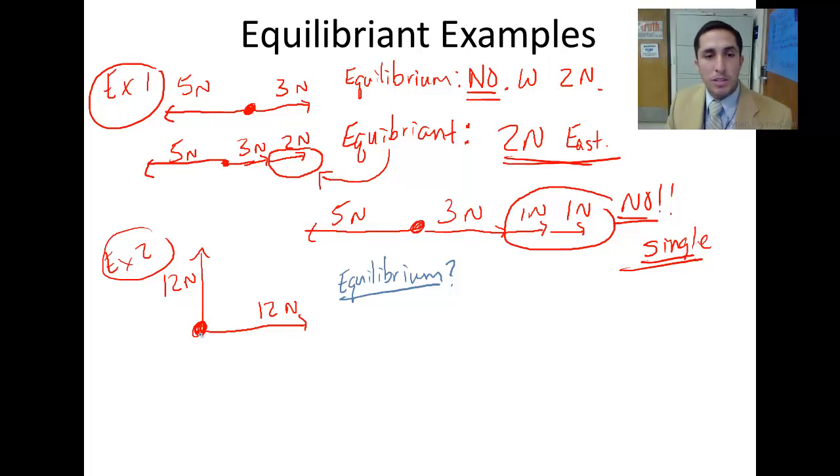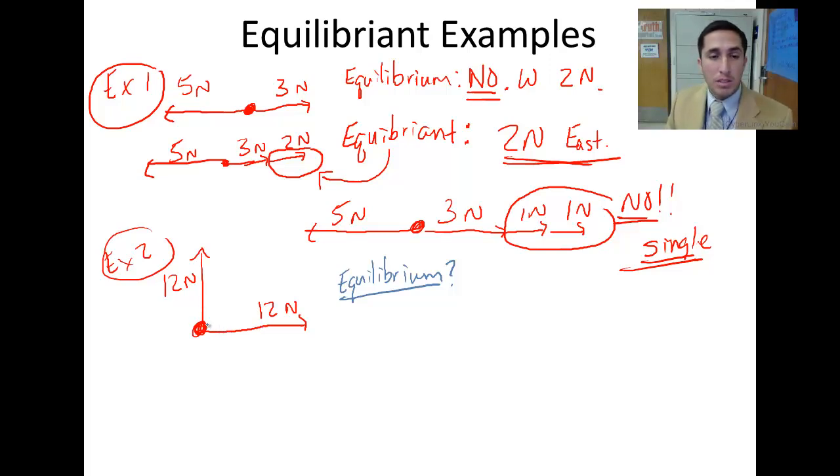What's the definition on vectors? If they're going in the same direction, what do you do with them? You add them. If they're going in opposite directions, what do you do with them? Subtract them. So are these guys going in the same direction? Let's see, he's going north, he's going east. No, they're not going in the same direction, so we will not add them.